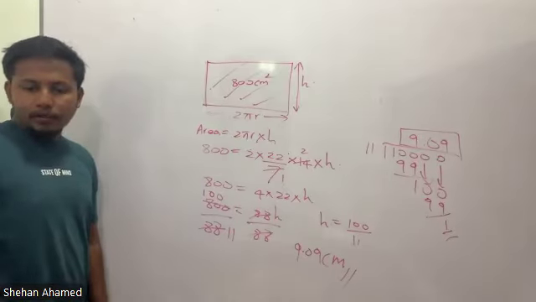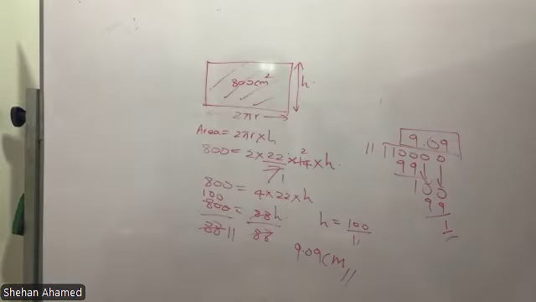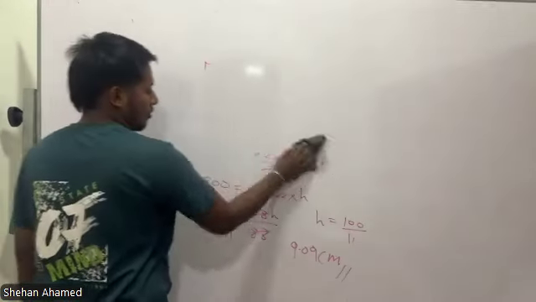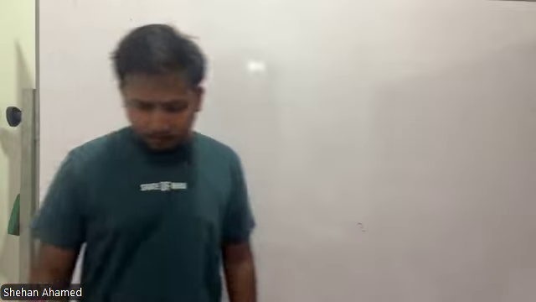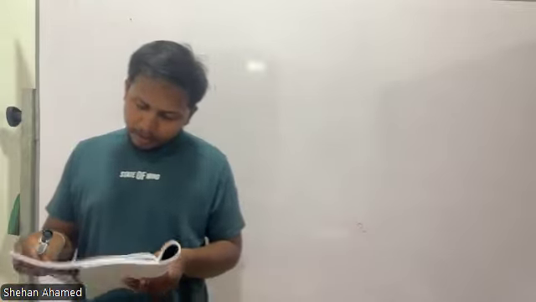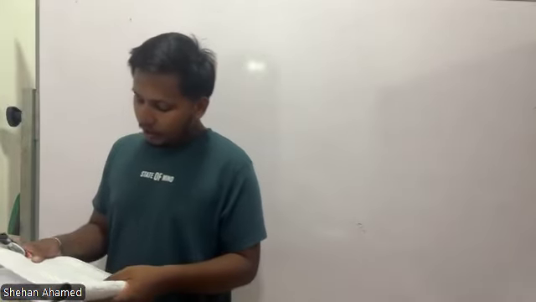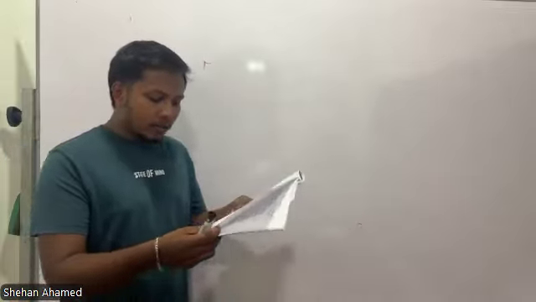Okay. Let's move on to the next part now again. Question number 6. The base radius of a solid right circular cylinder is 7 centimeters. Its height is 10 centimeters. Find the area of the curved surface of the cylinder.